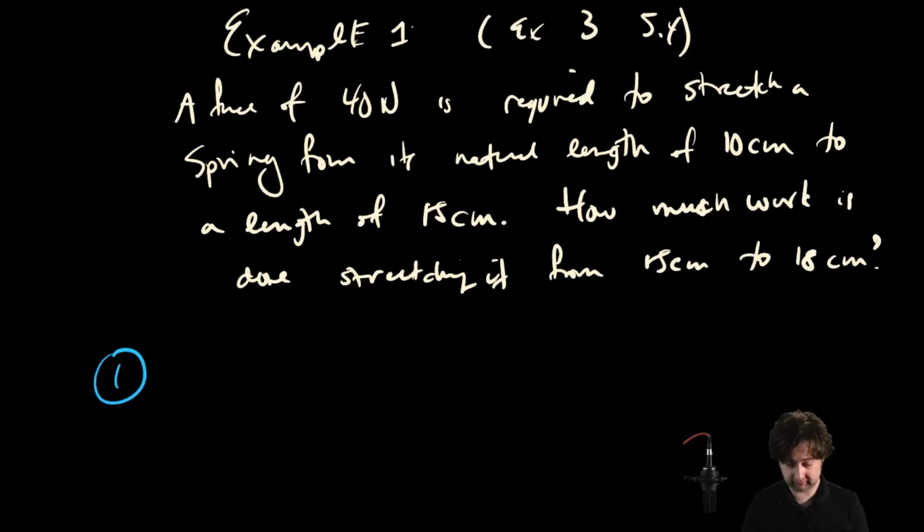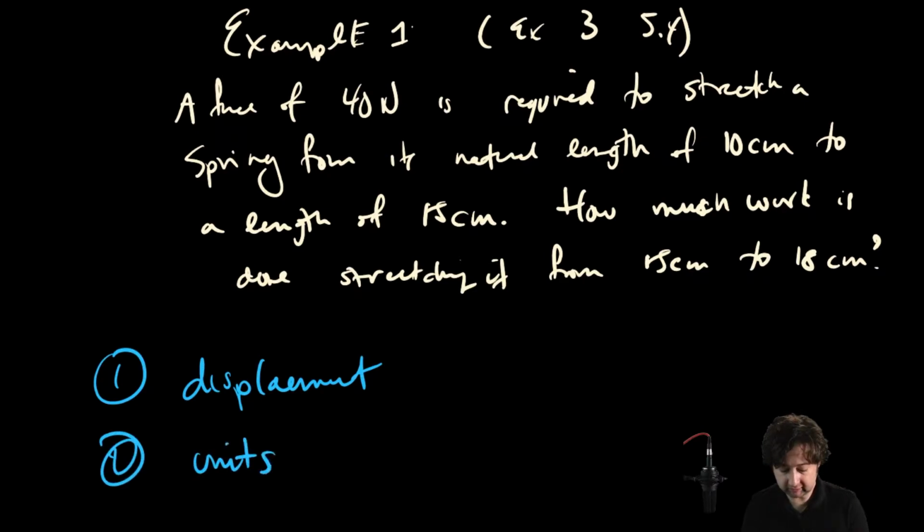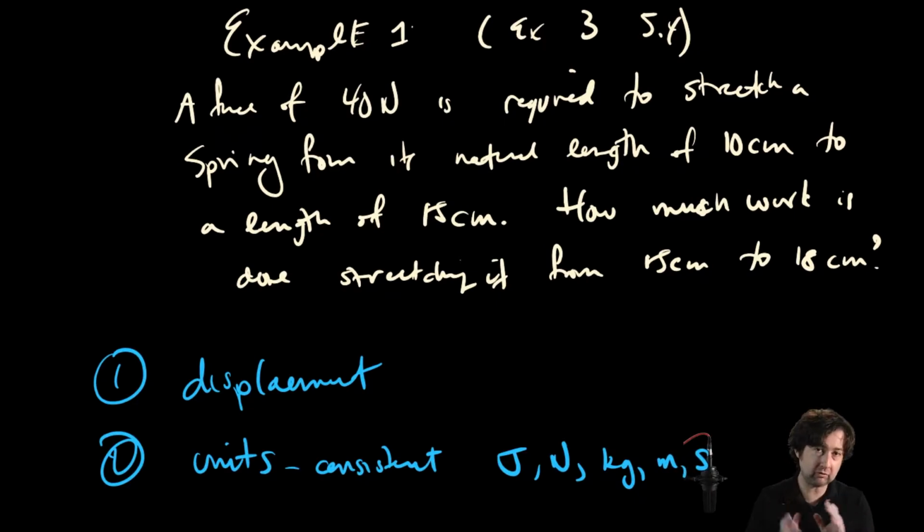The first thing is, you need to watch out for the fact that when we're talking about work, we're talking about displacement. So if the way the problem is written is not in terms of displacement, you need to make it in terms of displacement. That's number 1. Number 2 is you have to have consistent units. In the standard system, that's going to be joules, newtons, kilograms, meters, and seconds.